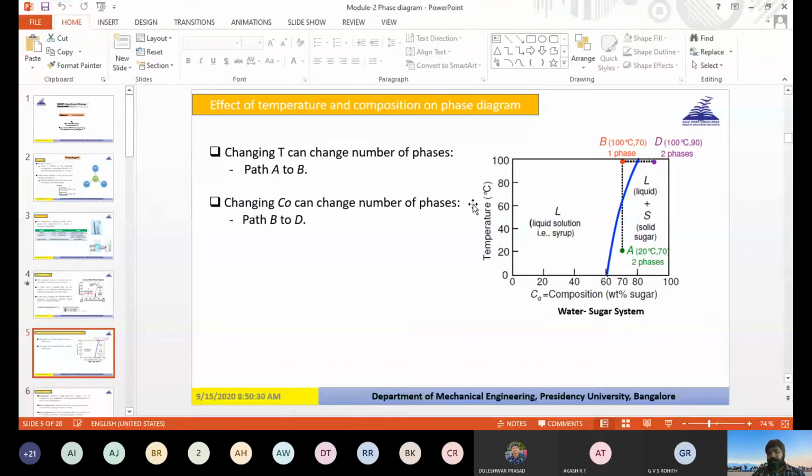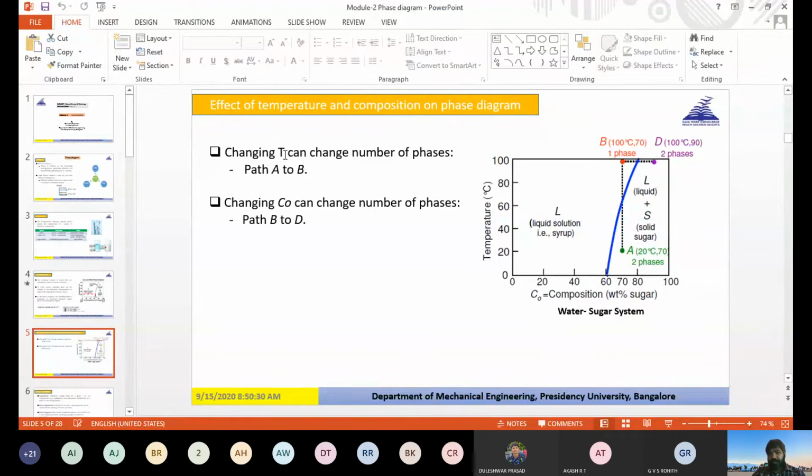So you have seen what is the effect of temperature and composition on the phase diagram. Just by increasing the temperature, you can reach from two phase region to a single phase region. And suppose you are in the single phase region, just by adding more amount of sugar into it, you can reach this two phase region. Okay, because at 100% also there is some sort of solubility limit. When you cross this point, you will come into the two phase region again. So that is the liquid plus solid sugar. So that I have written over here.